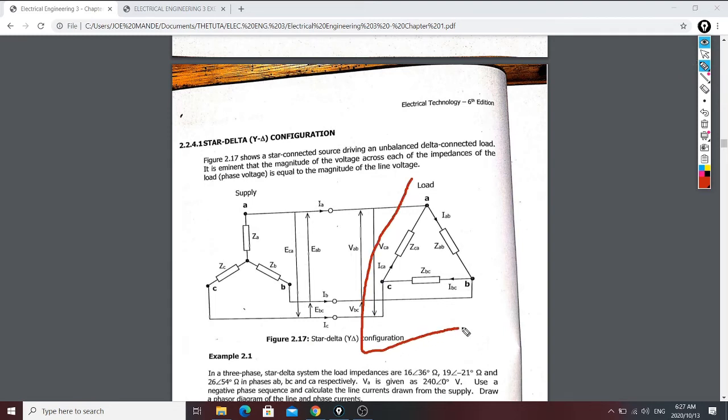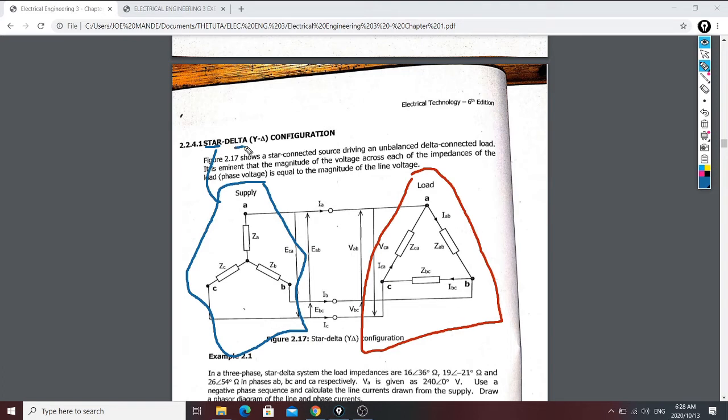We have already explained how to deal with a delta load. Now what is going to change is our supplier. Our supplier doesn't have much effect, but we're just going to have a look at the types of configuration we can have. When we say delta star, it means our supplier is a star, and therefore our delta will be our load. And to deal with a load, you already know how. So let's go on and see what type of calculation we are going to do.